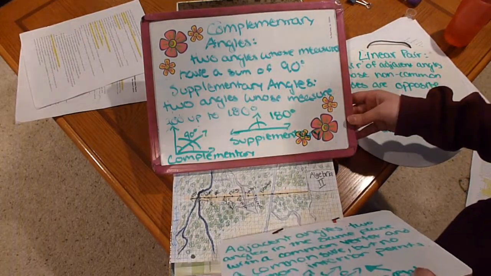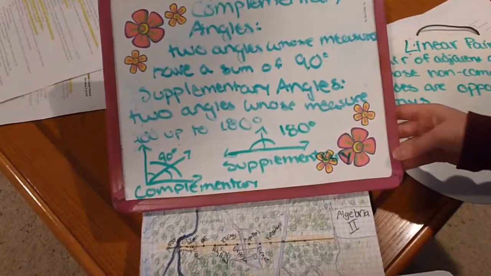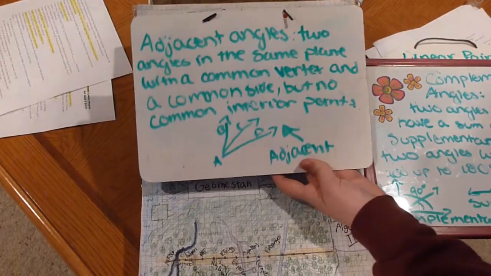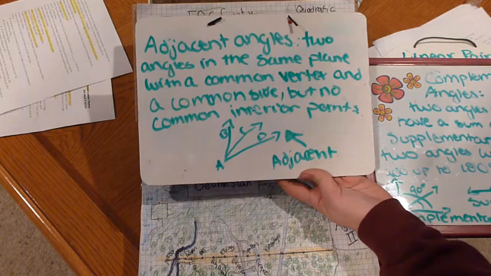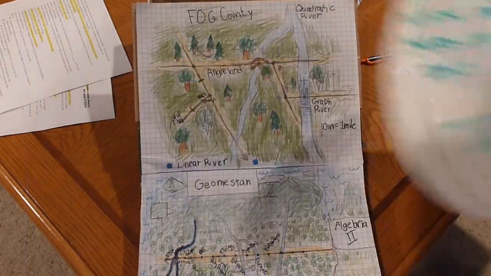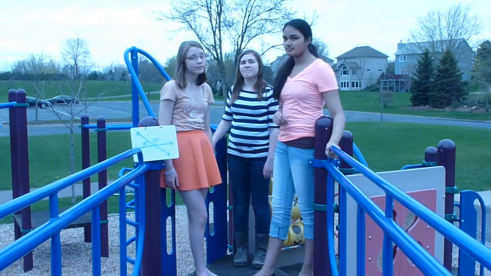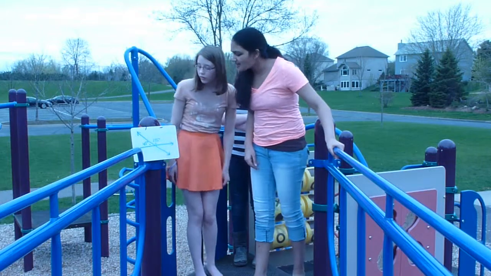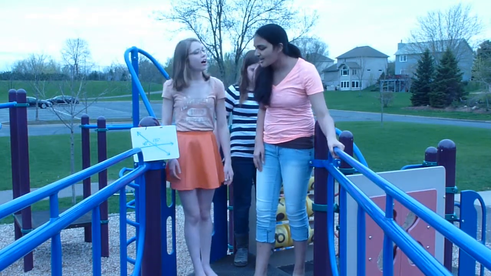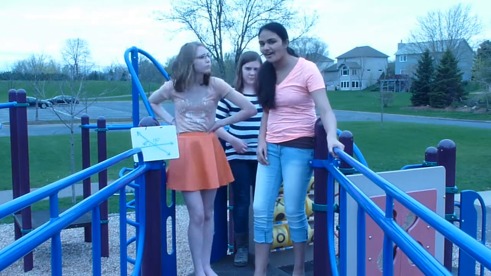Complementary angles are 2 angles whose measures have the sum of 90 degrees. Supplementary angles are 2 angles whose measures add up to 180 degrees. Adjacent angles are two angles in the same plane with a common vertex and a common side, but no common interior points. A linear pair is a pair of adjacent angles whose non-common sides are opposite rays. So the two angles are supplementary because 45 degrees plus 135 degrees equals 180 degrees. The two angles are also adjacent and a linear pair.